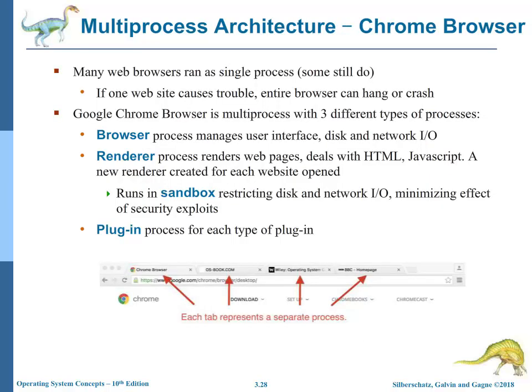Old web browsers ran as a single process, so there would be problems if one tab failed. All other tabs, and the whole web browser, could also crash. The Google Chrome web browser was designed to address this issue by using a multi-process architecture. Chrome identifies three different types of processes: browser, renderer, and plugin.